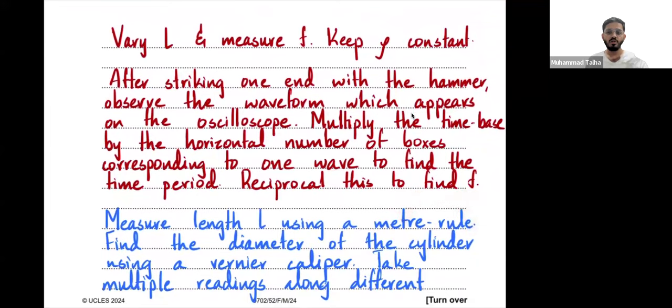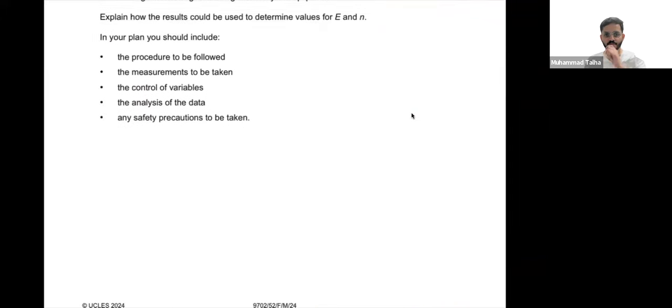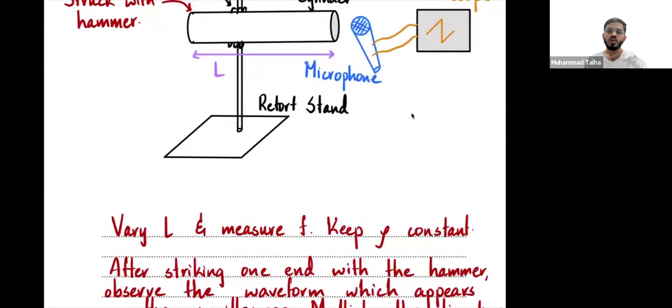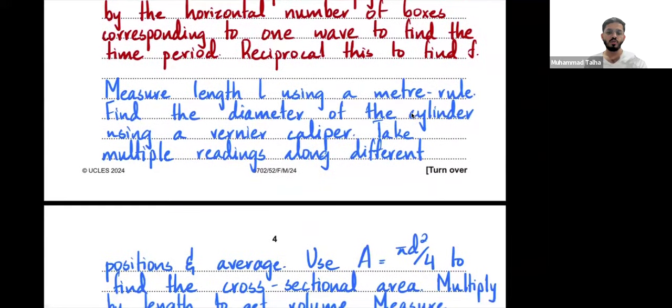Because this is a regular shape, which is a cylinder, I can also talk about finding the volume. So for volume, I also need the area. And for the cross-sectional area, I need the diameter, which you can take using a vernier caliper or a micrometer. Here, because the cylinder looks a bit larger to actually place in a micrometer, that's why I've written a vernier caliper, right? So with the vernier caliper, you can also say that you should check for zero errors. Also, because of the diameter, you take it along different positions and then you average.